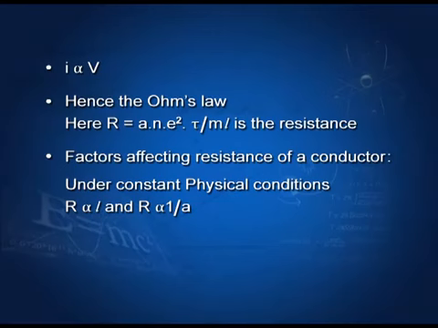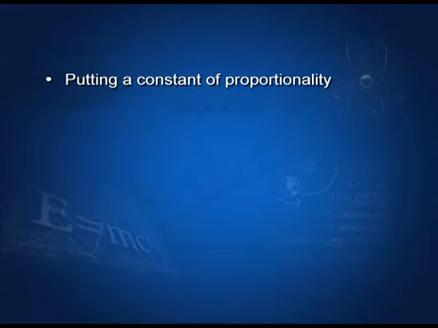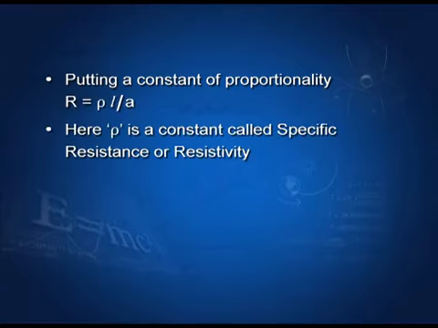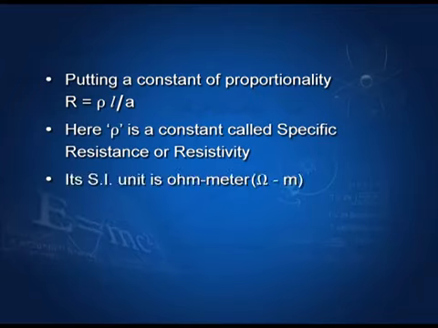That means if we have a longer wire, then the resistance will be large, and if it is a finer wire, then we have high resistance. Combining these two, we get resistance is directly proportional to L upon A. Putting a constant of proportionality rho, we get R equals rho into L upon A. Here, rho is called resistivity or the specific resistance. Its SI unit is ohm meter.